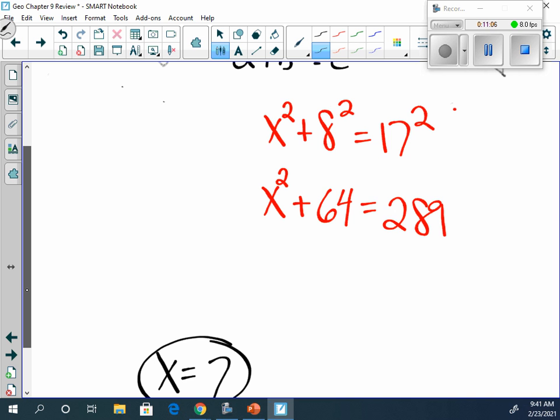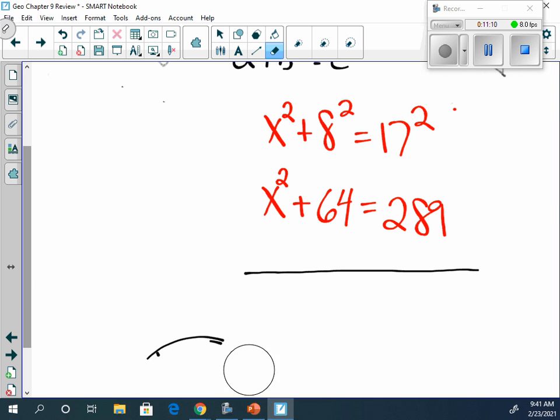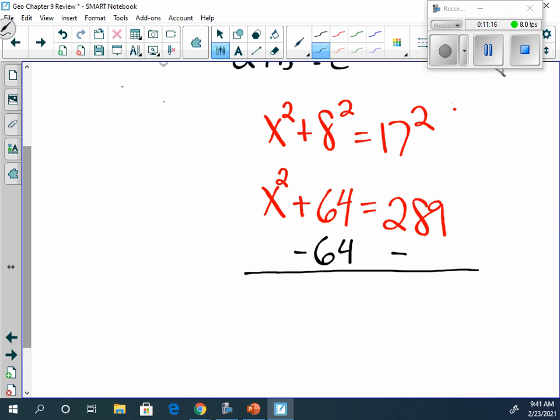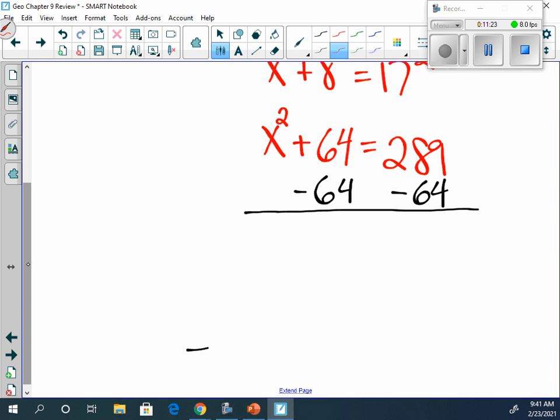Now again, we're trying to solve for the value of X. So the next thing we need to do is to get X by itself. And we can do that by subtracting 64 from both sides. And when we subtract 64 from both sides, we get that X squared is equal to 225.